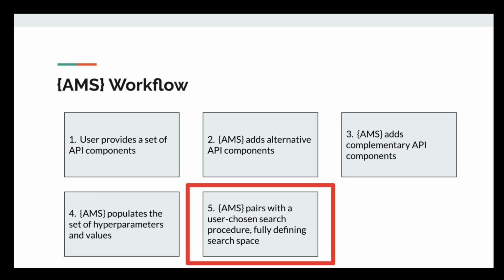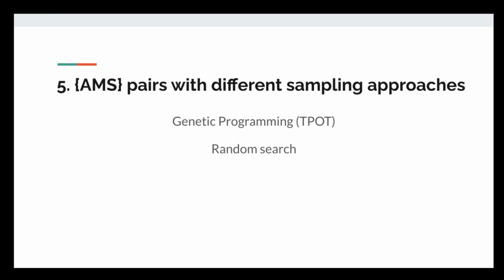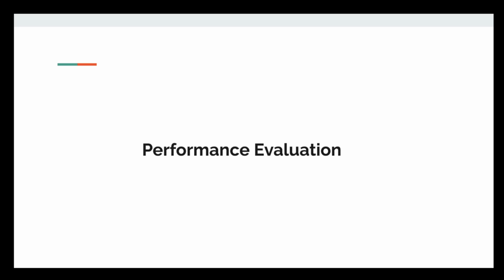As a final step, AMS pairs the current specification with a user-chosen search procedure, now fully defining the search space. In its current implementation, AMS exposes two different search procedures: genetic programming carried out by a third-party library, TPOT, and random search. And you could, of course, imagine incorporating different additional search procedures. So now what does this get you in terms of performance?